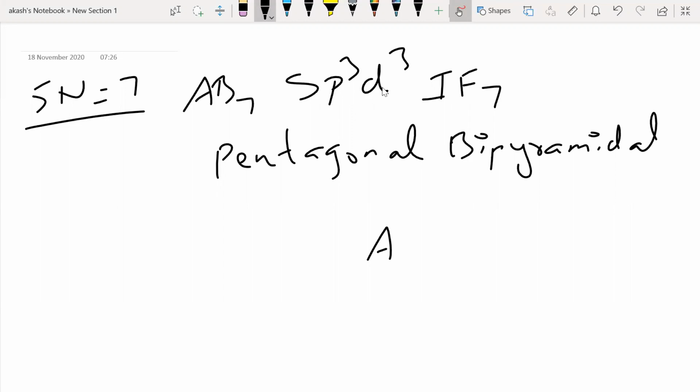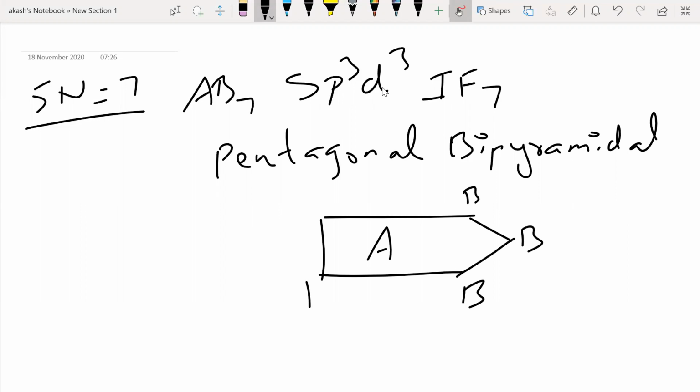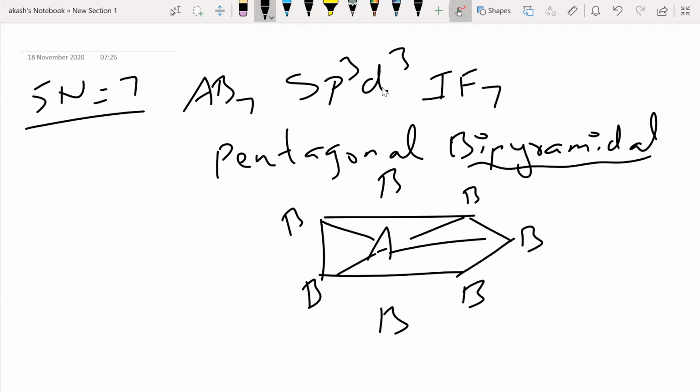So you put just A in between, and then you draw a pentagon. Done. In all the corners you put the bonding atoms B, B, B, B, and B. So 5 are over. We have to account for 2 more, and from the name itself, it's going to be a pyramid. One at the top, one at the bottom. Just join all of them. So you have a pentagon with 2 pyramids, one at the top, one at the bottom. That's how it's going to be pentagonal bipyramidal.